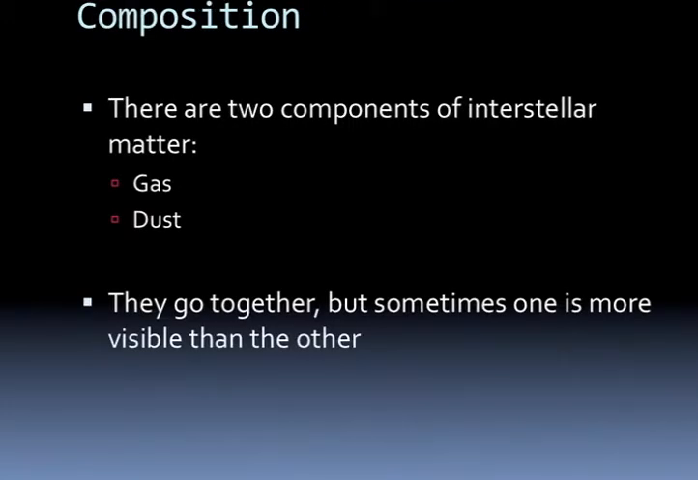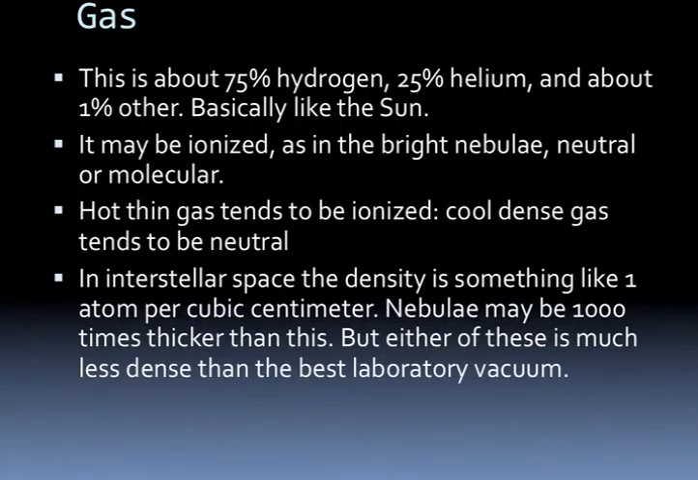There are two components of interstellar matter, gas and dust. They go together, but sometimes one is more visible than the other. The gas is about 75% hydrogen, 25% helium, and less than 1% other stuff, basically like the sun. It may be ionized, as in the bright nebula, or it may be neutral or molecular. Hot thin gas tends to be ionized. Cool dense gas tends to be neutral.